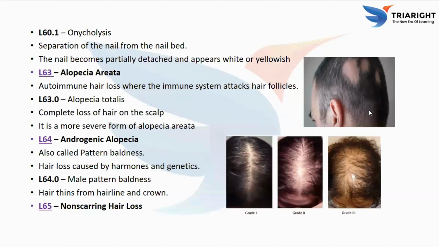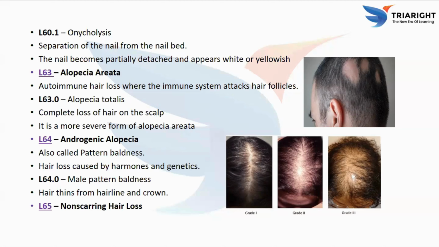So next coming to L60.1, which is onycholysis. This slide explains the ICD-10 codes related to hair and nail disorders, which are part of the integumentary system. L60 is for nail disorders, for example, L60.1, onycholysis. What do you mean by onycholysis? It's a separation of the nail from the nail bed. So the nail becomes partially detached and looks white or yellowish in color. The causes can include trauma, fungal infection, psoriasis, or repeated irritation.